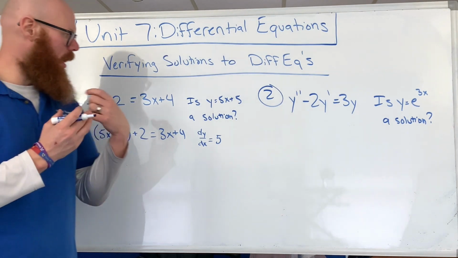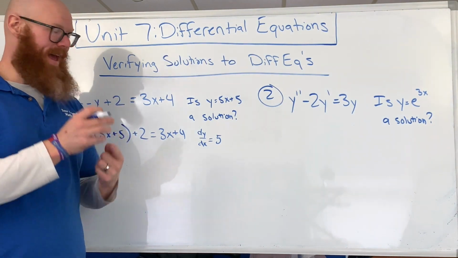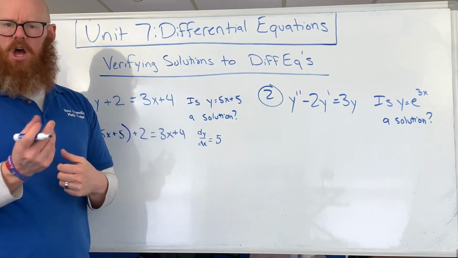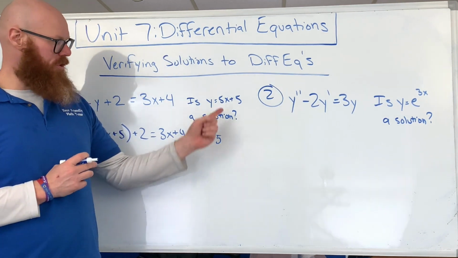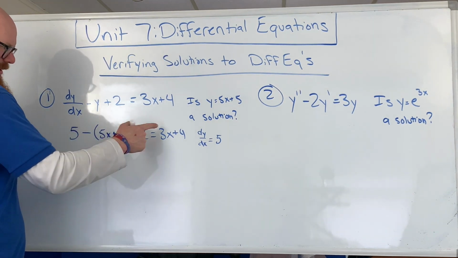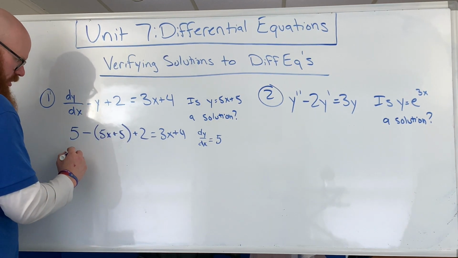So really what we want is everything to be in terms of x. So you're going to replace or substitute every y, dy dx, or second derivative, whatever the derivative is, you're going to substitute that in from your particular solution, and you're going to see, does the left side equal the right side? I think we can already see that it's not going to work, but let's just look at this.